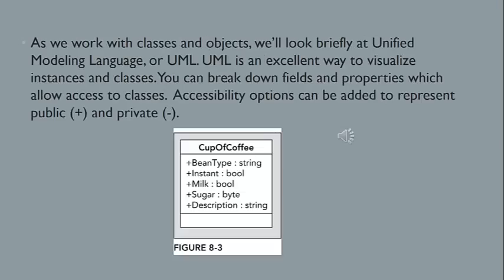As we work with classes and objects, we'll look briefly at Unified Modeling Language, or UML. UML is an excellent way to visualize instances and classes. You can break down fields and properties, which allow access to classes. Accessibility options can also be added to represent public, a plus sign, and private, a minus sign.